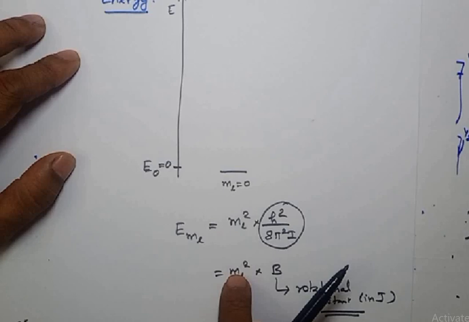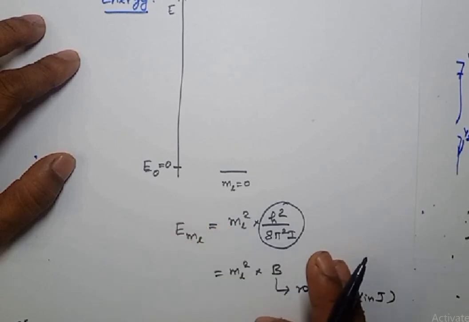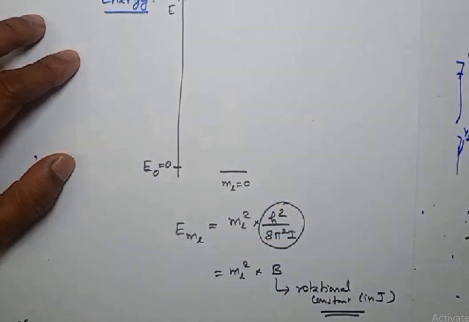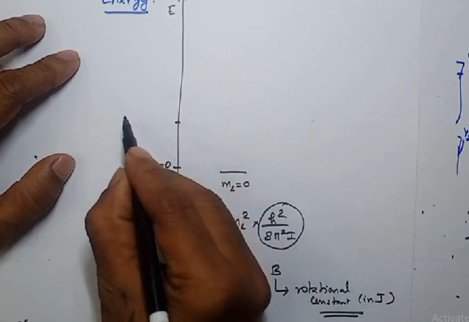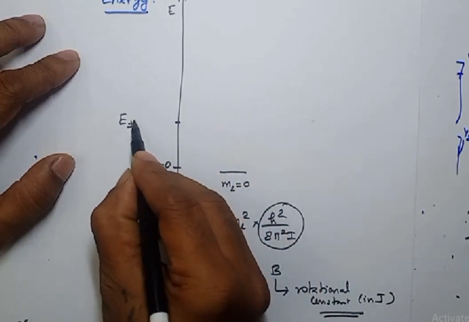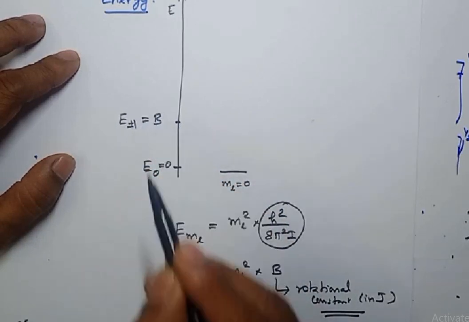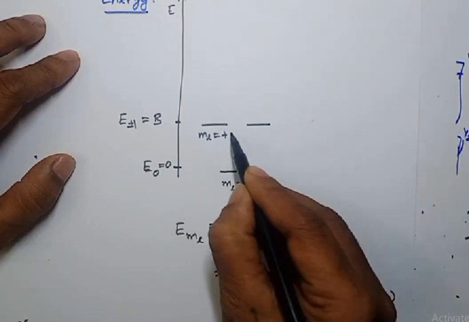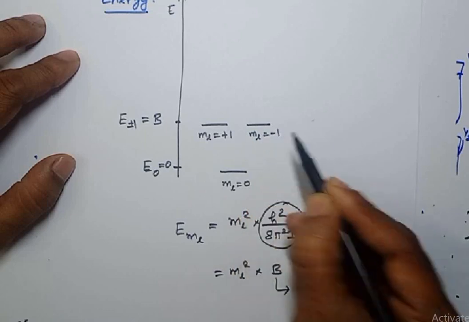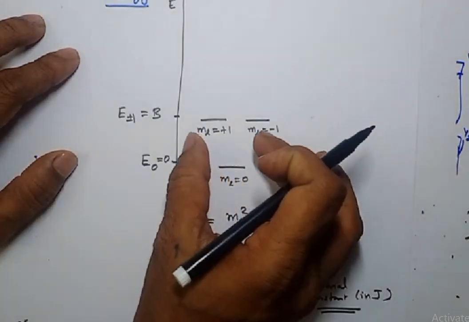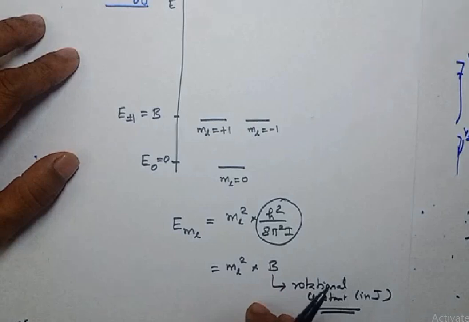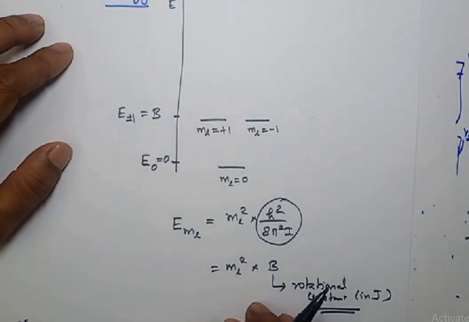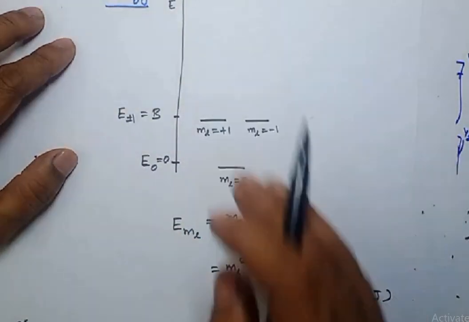If I put minus 1 and square it, I again get plus 1. Plus 1 into B is B. So for ml plus 1 and ml minus 1, I get the energy as B. Therefore, for ml plus 1 or minus 1, we get the energy as B. These two states, ml plus 1 and ml minus 1, have the same energy. They are called doubly degenerate states.